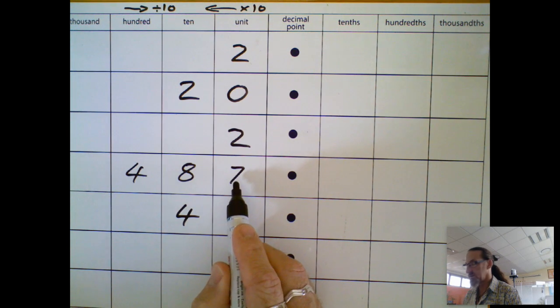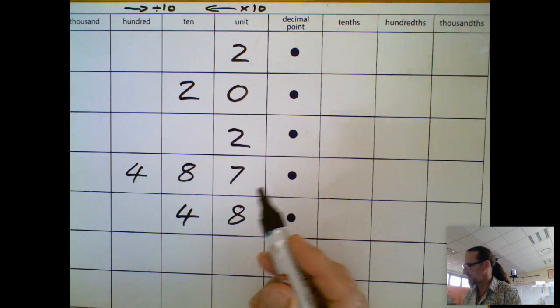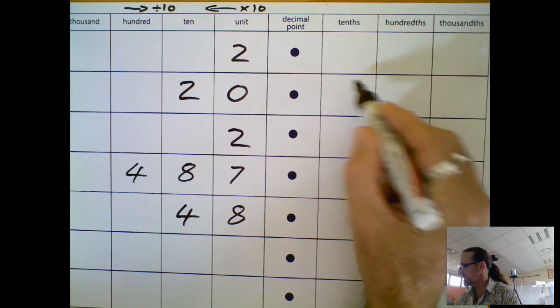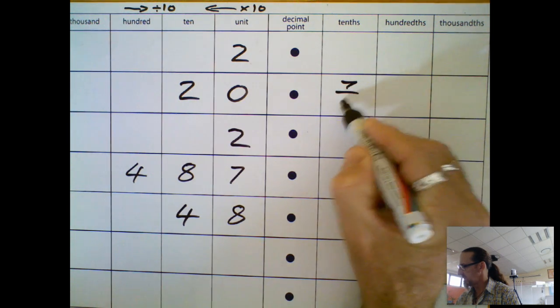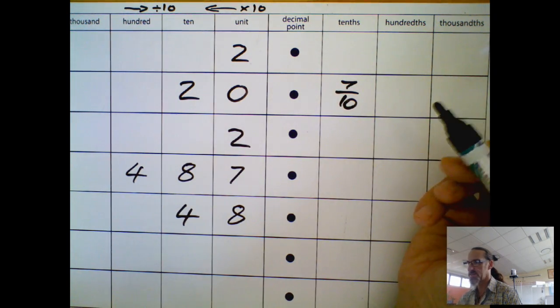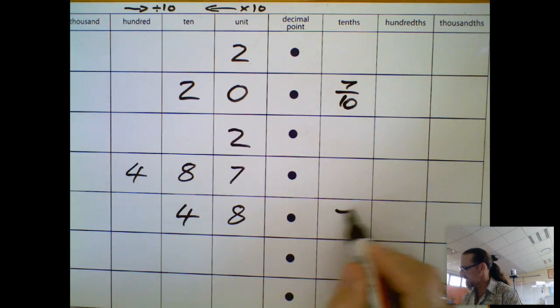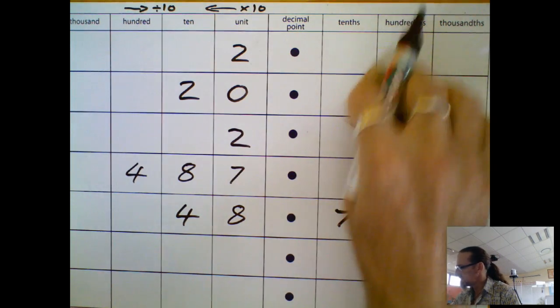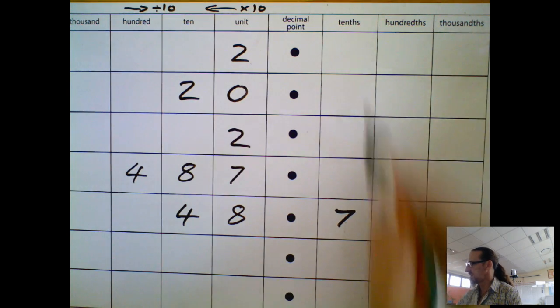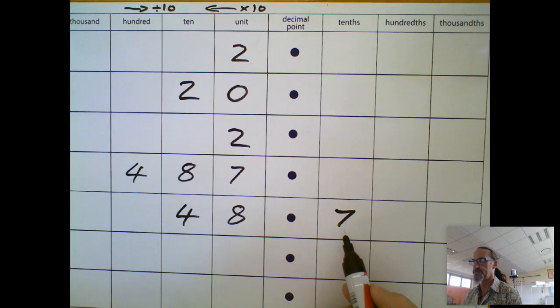And 7 divided by 10, and in fact, it even looks like that, doesn't it? We could write it over here. Let's just write it over here for a minute. 7 divided by 10 is 7 tenths, right? So that 7 divided by 10 becomes 7 tenths. It becomes a 7 in the tenths column after the decimal point.